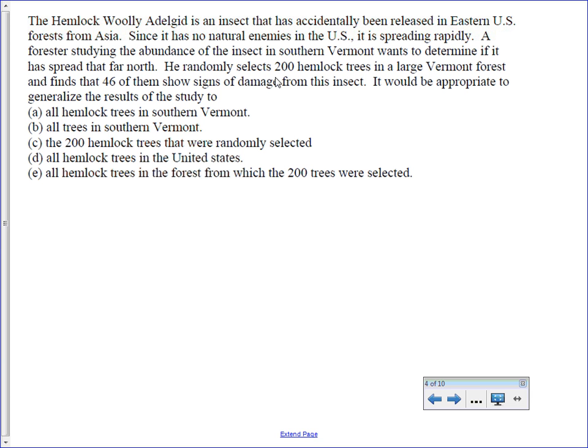Well, he randomly selected them, so the 200 trees apply to this, the large Vermont forest. The large Vermont forest was not randomly selected, so that's as far as the inference can go. So the answer is E.